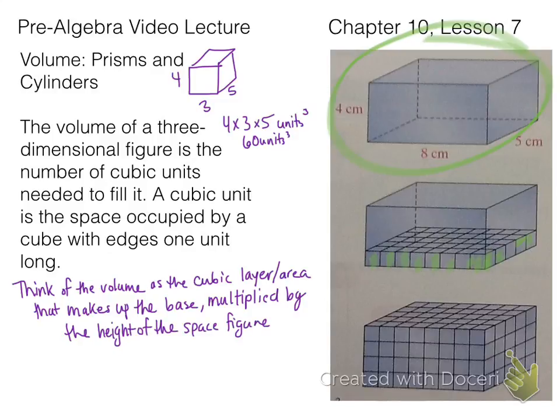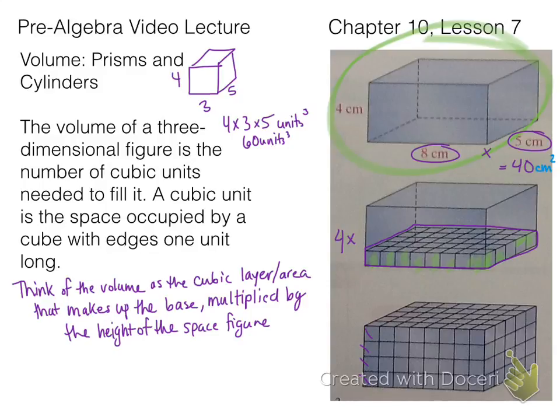So if you figure out the area of the base, in this case it would be 8 times 5, which is 40, and then multiply that by the number of layers I need. Down here you can see the number of layers: 1, 2, 3, 4 layers are needed to get to the top of the space figure.